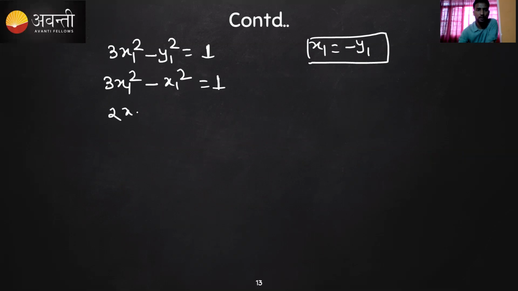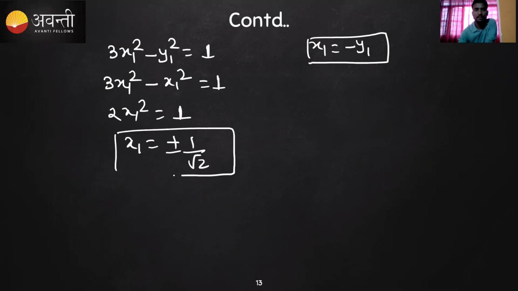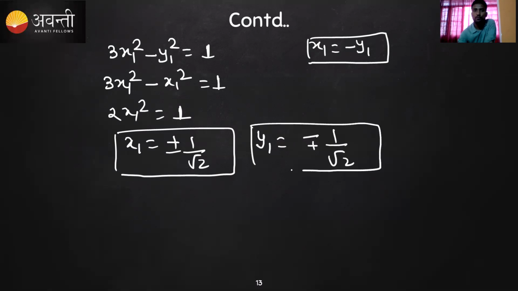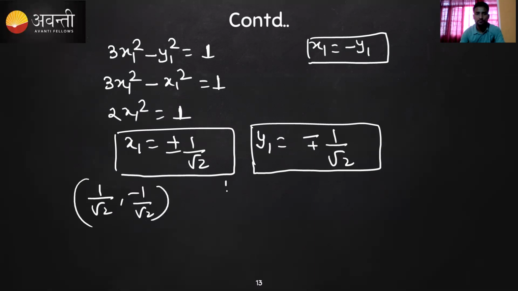So from here, it will be 2x1 whole square is equal to 1. So from here x1 is equal to plus minus 1 by root 2. If x1 is plus minus 1 by root 2, then y1 is equal to nothing but minus plus 1 by root 2. So we know these two points, right? That is, one point is 1 by root 2, minus 1 by root 2, and one more is minus 1 by root 2 and plus 1 by root 2. We have these two points, and we have the slope of the normal.